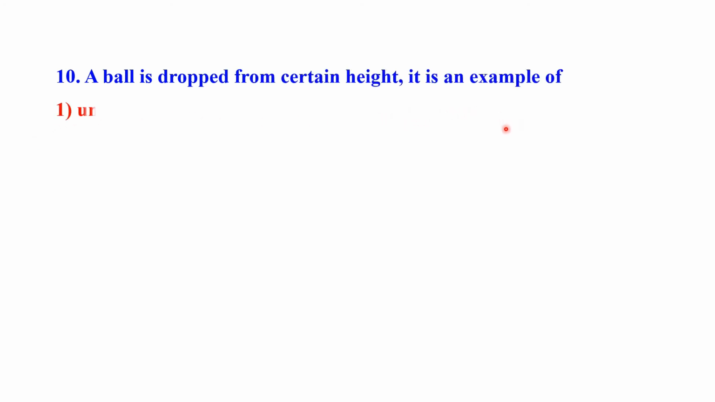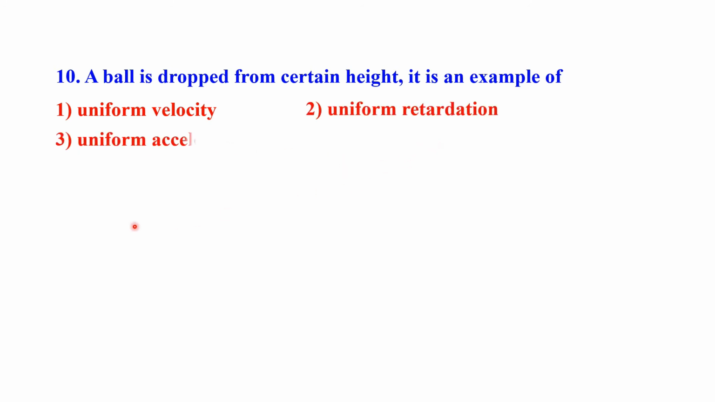Next one, a body is dropped from a certain height. It is an example of uniform velocity, uniform retardation, uniform acceleration, none of this. Now let us go to the solution.